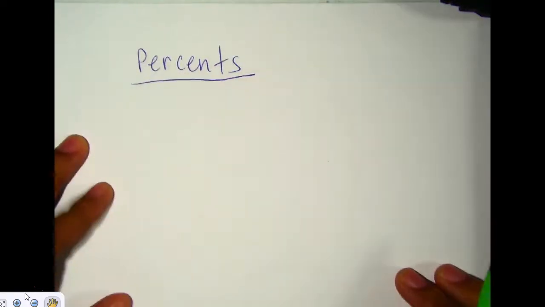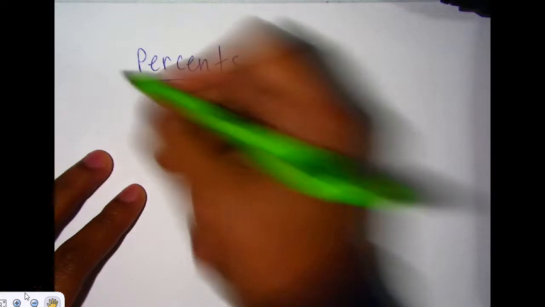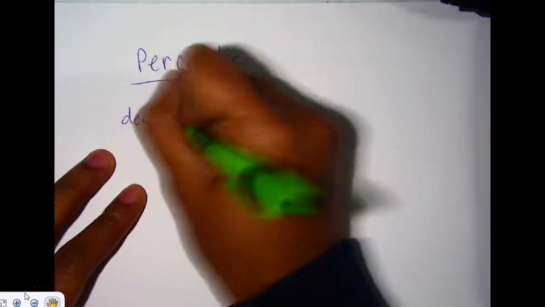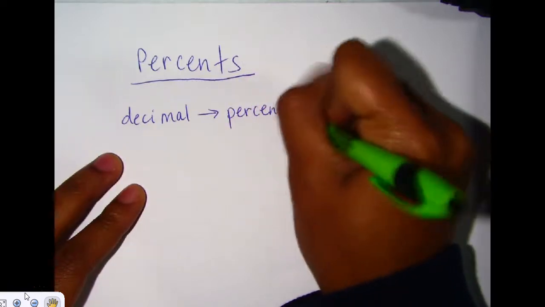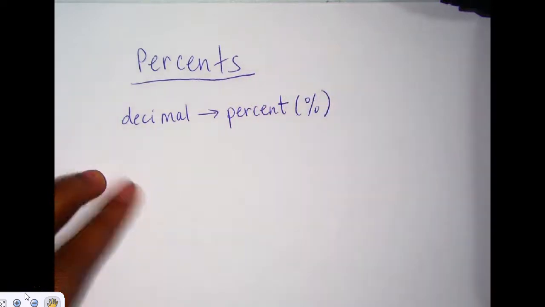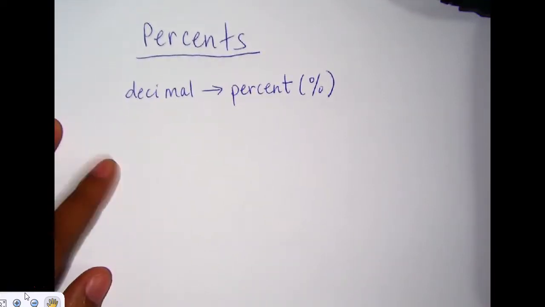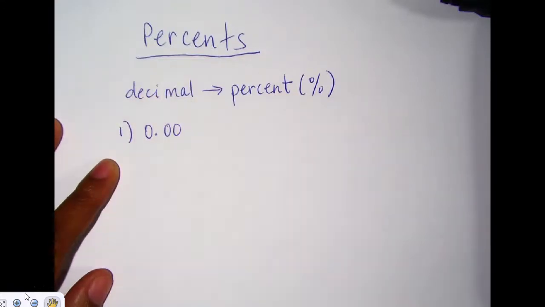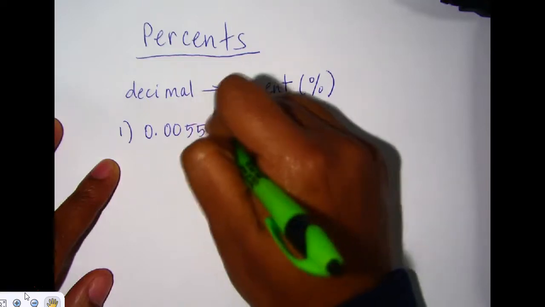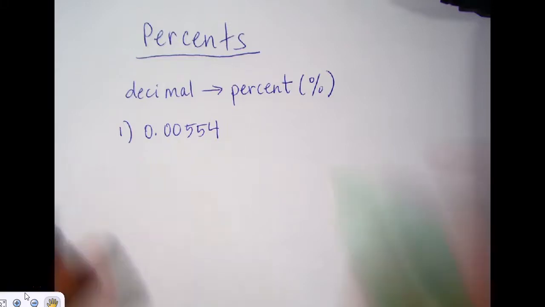So I'm looking at number 1 and it says write each decimal as a percent. Again, write each decimal as a percent. So when you want to go from a decimal and convert it to a percent, which of course is the percent symbol, I'm just going to do number 1. We have 0.00554. So when you want to convert a decimal to a percent, you multiply by 100.